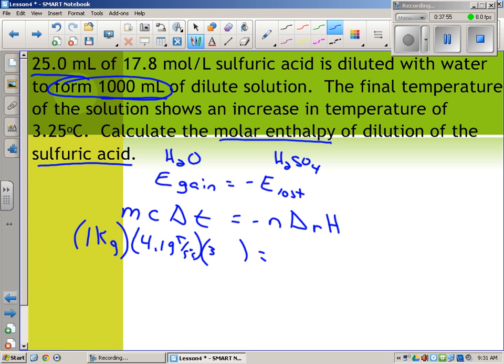So it doesn't say what the initial or final was, it just says that that's how much it goes up by. What's on the other side? Well, I got negative n here, and of course, once again, the molar enthalpy of the sulfuric acid. That's what I'm looking for, the kilojoules per mole for this sulfuric acid, right?